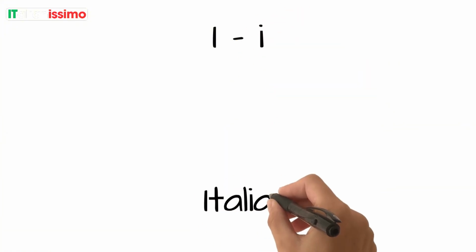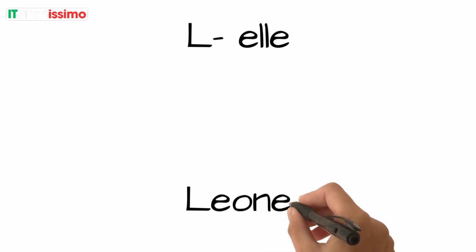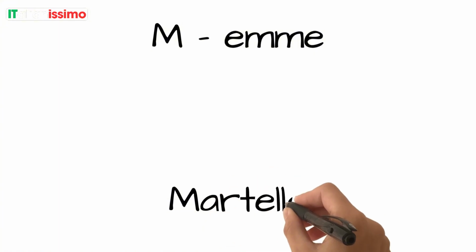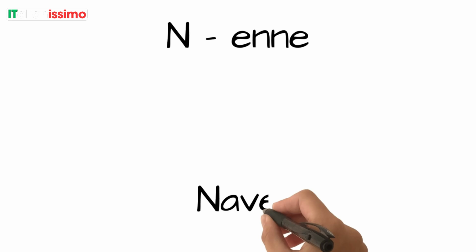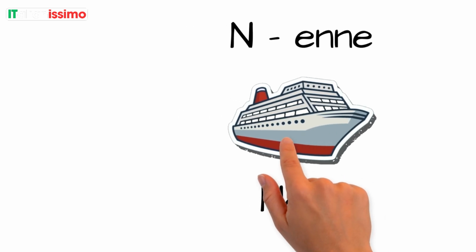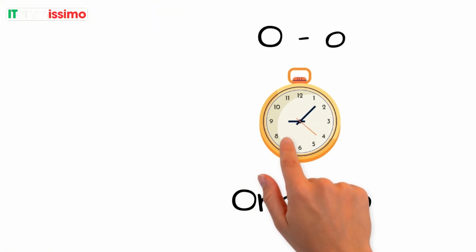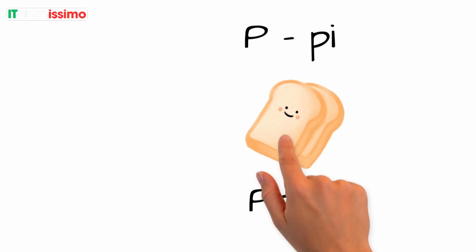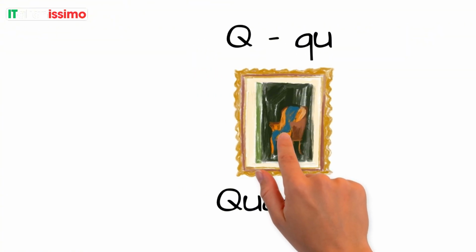Then I for Italia, of course. L for leone, the lion. M for martello. N for nave, a ship. O for orologio, which is a clock. P for pane, bread. And Q for quadro, a painting. And let's bring it on home with the last of the native letters.